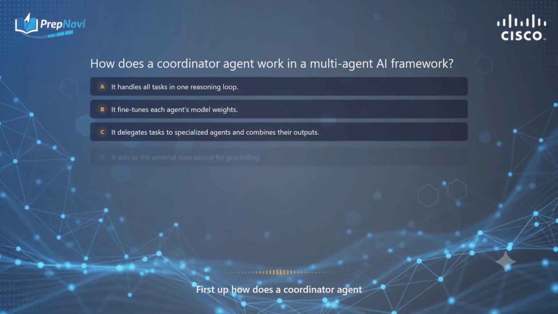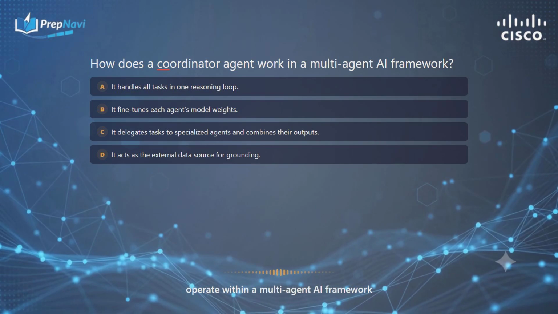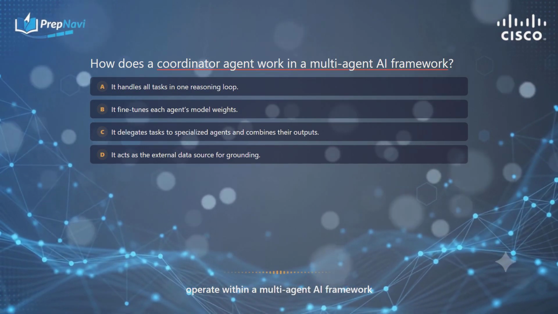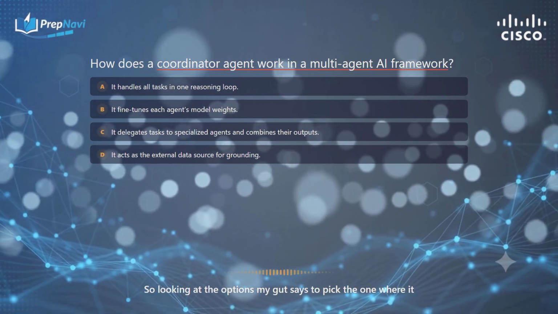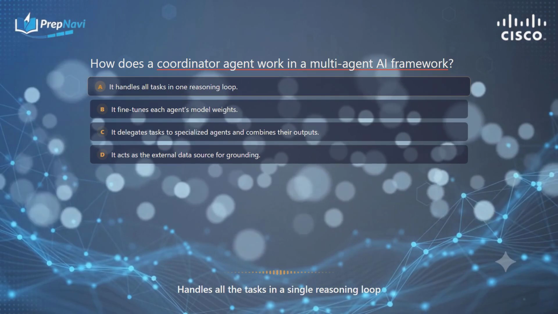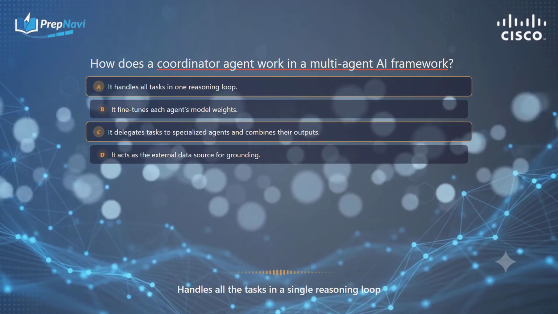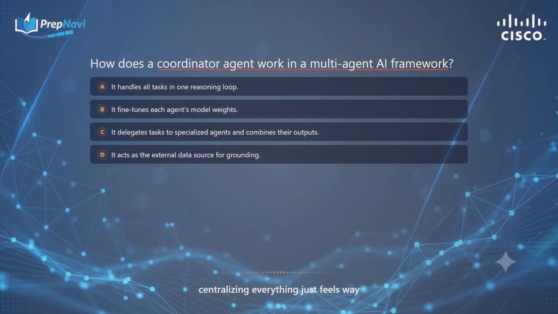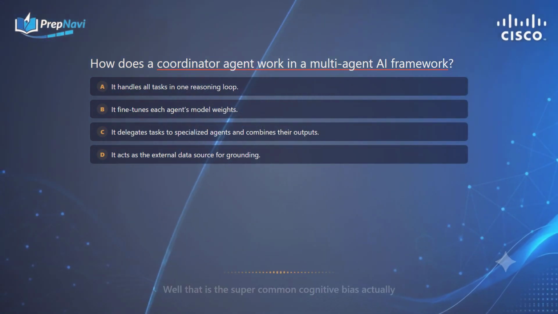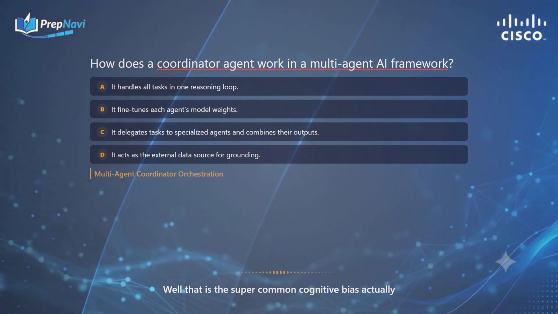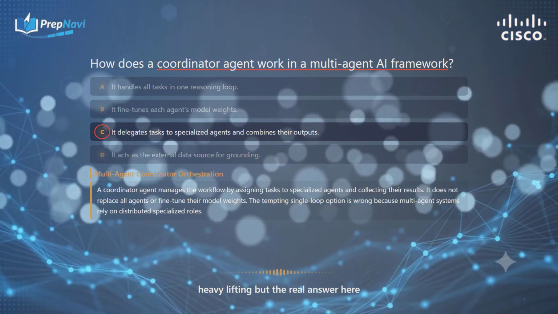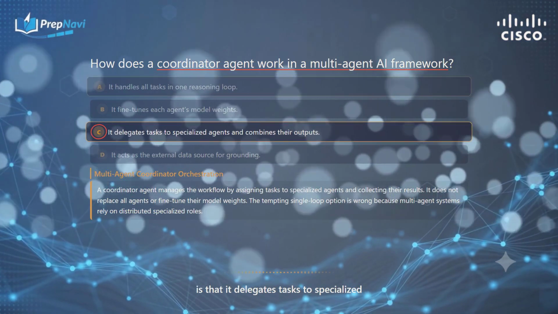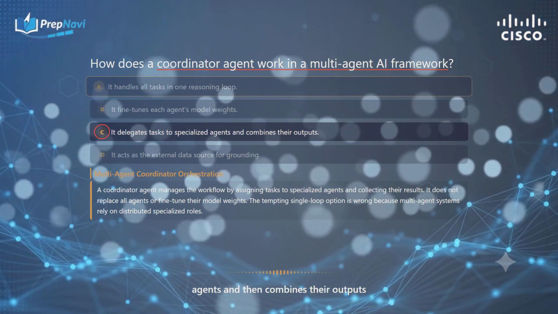First up, how does a coordinator agent operate within a multi-agent AI framework? Yeah, this is a fun one. So, looking at the options, my gut says to pick the one where it handles all the tasks in a single reasoning loop. I mean, centralizing everything just feels way more efficient. Keep it all under one roof. Well, that is a super common cognitive bias, actually. We assume the coordinator does all the heavy lifting, but the real answer here is that it delegates tasks to specialized agents and then combines their outputs.